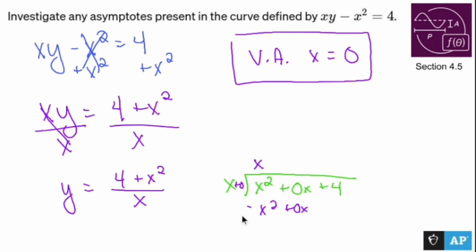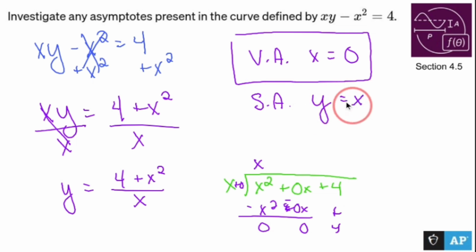Subtract the entire row, and you get nothing, nothing, nothing. Drop down the 4. You might think, oh, there's a remainder, but we don't care about the remainder. Basically, when you divide 4 plus x squared by x, you get x, which means we have a slant asymptote at exactly y equals x, which is a perfect diagonal going through the origin.